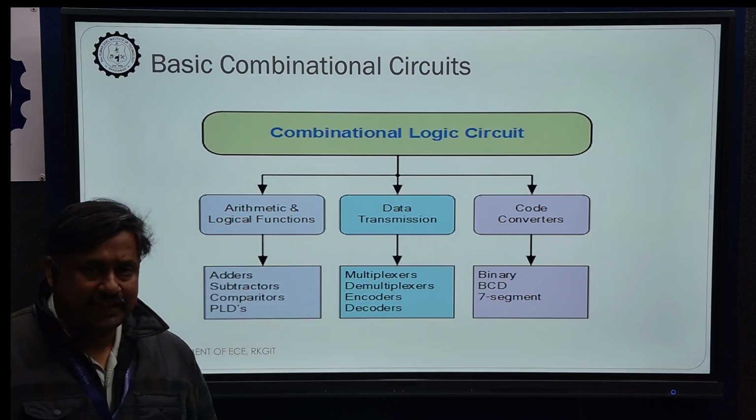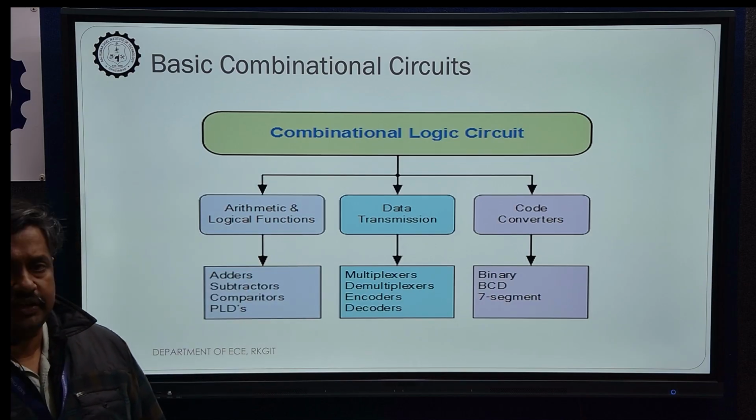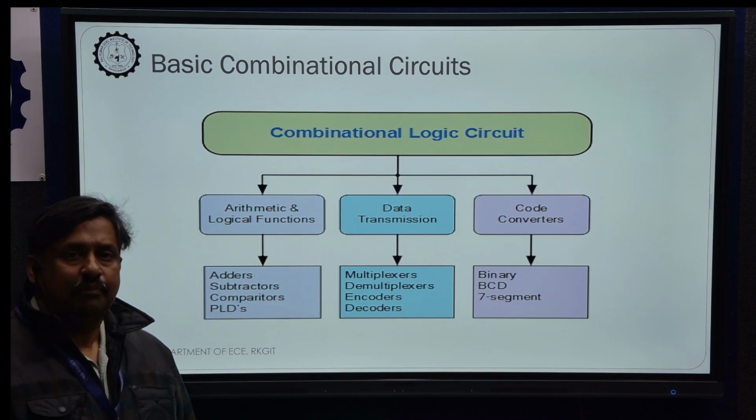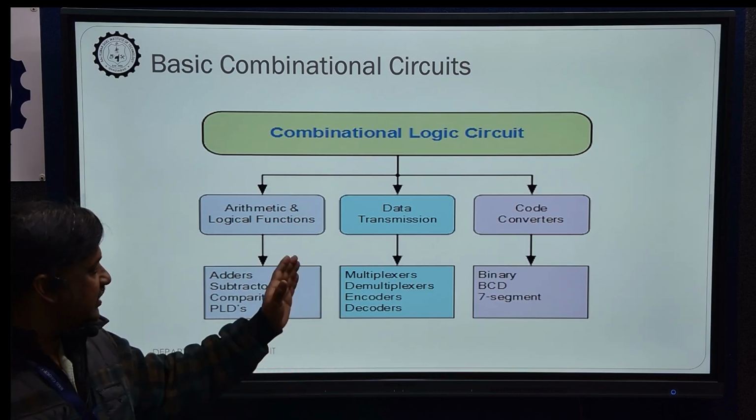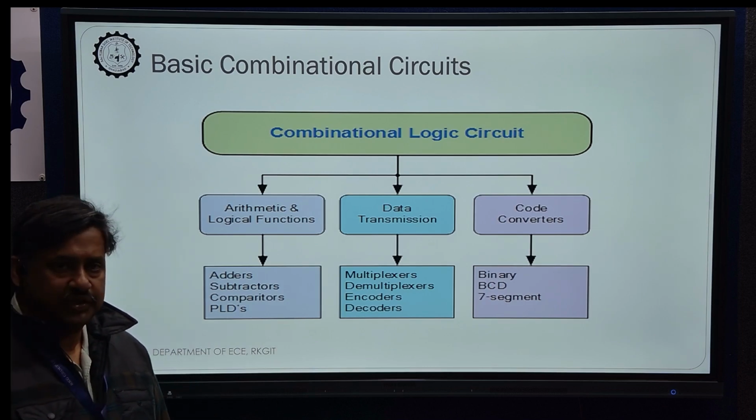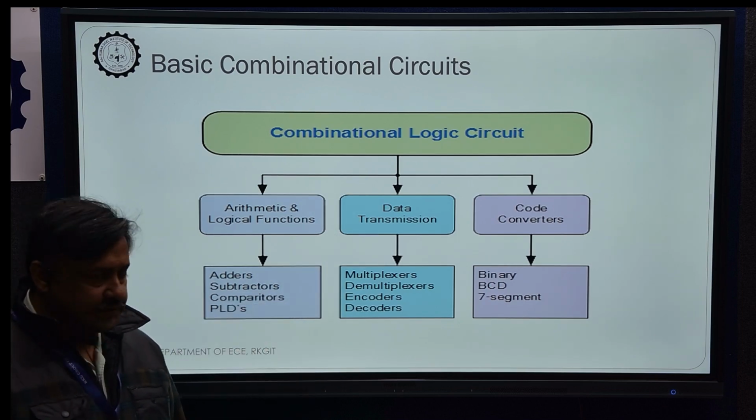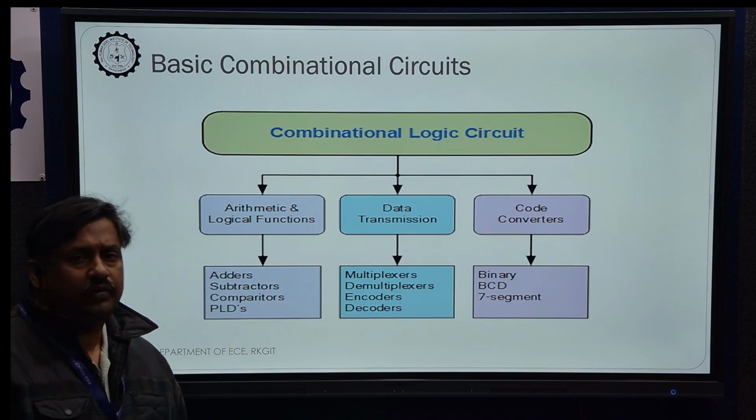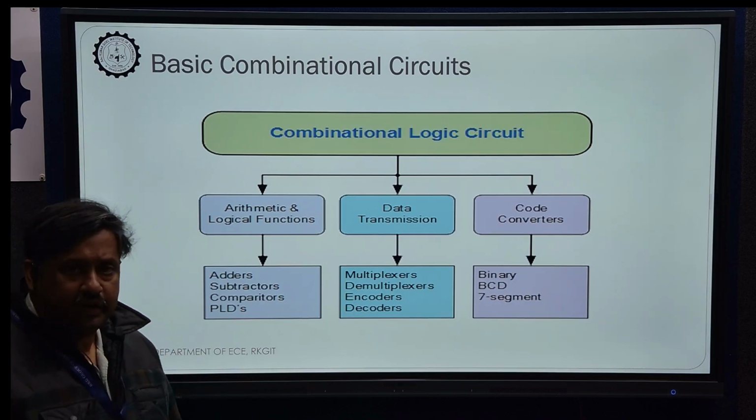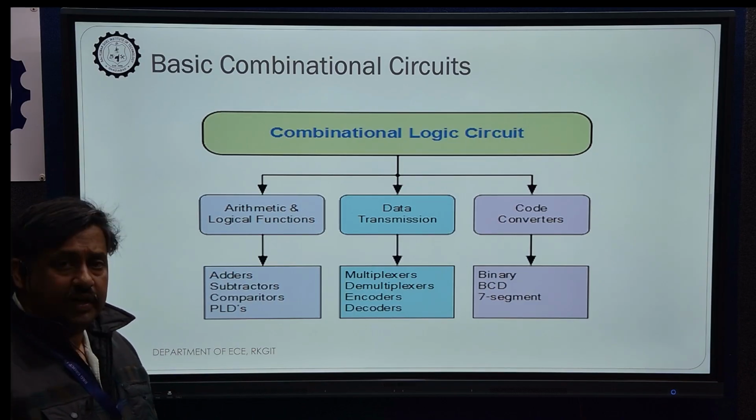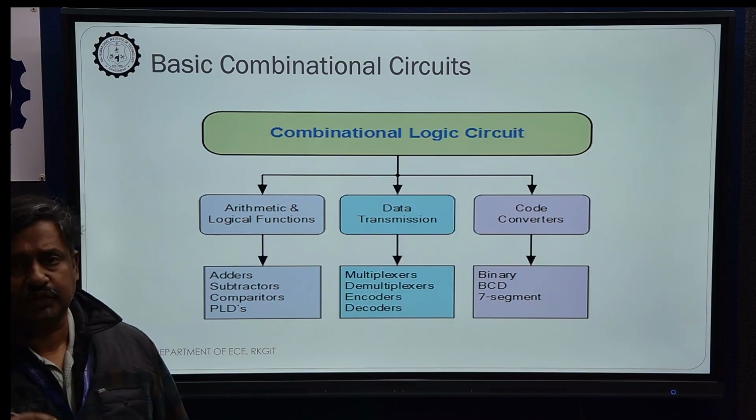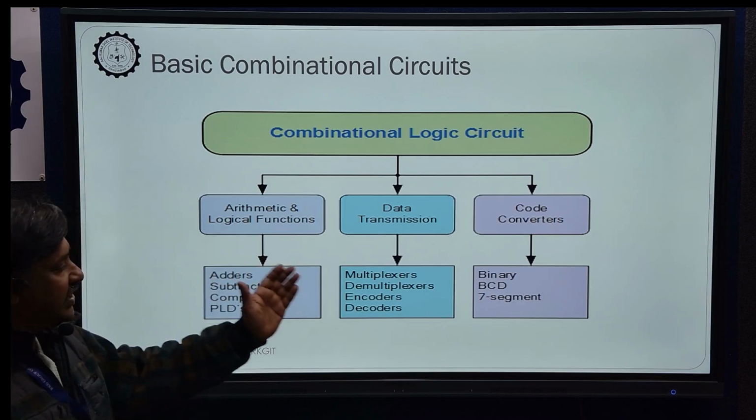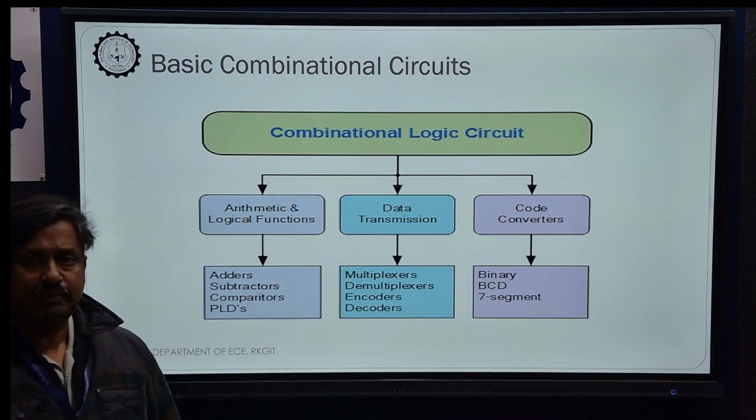When it comes to data transmission, which is used in transmitting digital data, we can see multiplexers, demultiplexers, encoders, decoders. All these come under data transmission examples of combinational circuits. When it comes to code converters, they convert from one code to another. In that, we have binary to gray code converters, BCD, binary coded decimal, then BCD to 7 segment, different types of code conversion. These three categories with different examples are different types of combinational logic circuits.